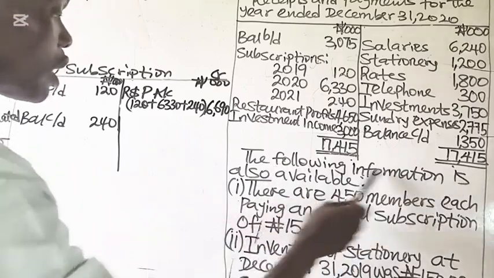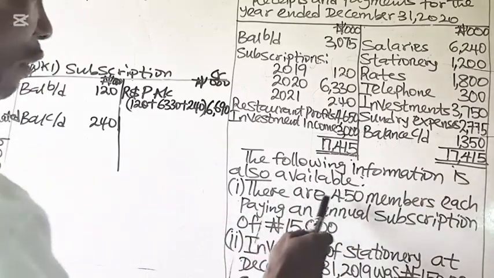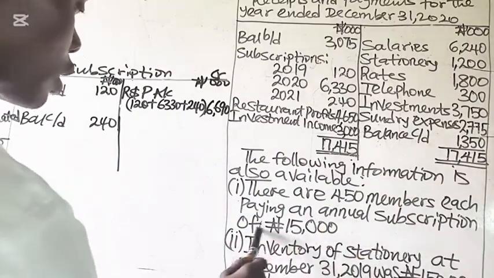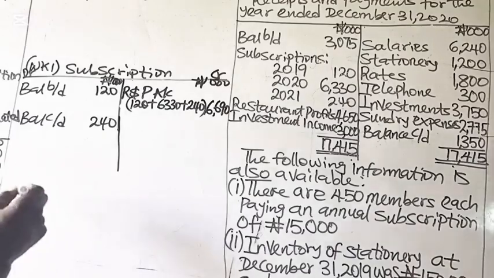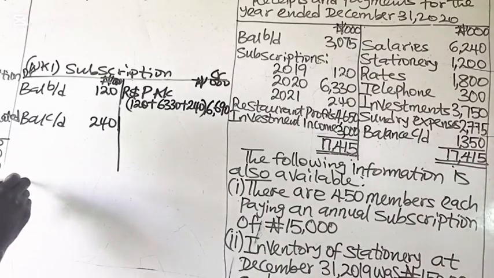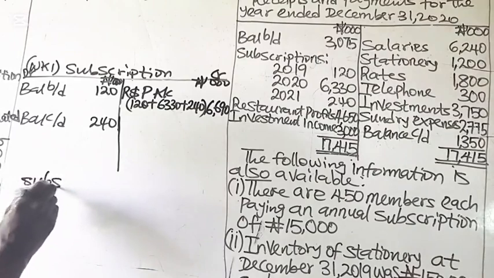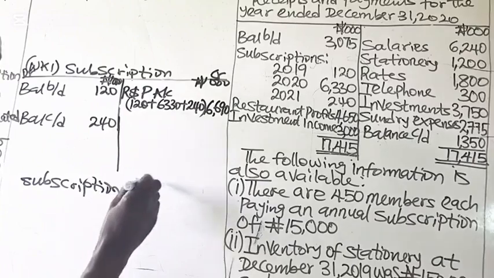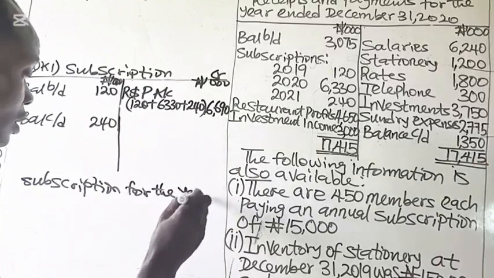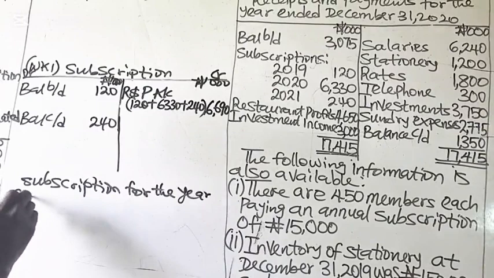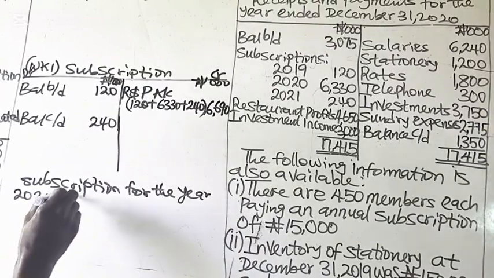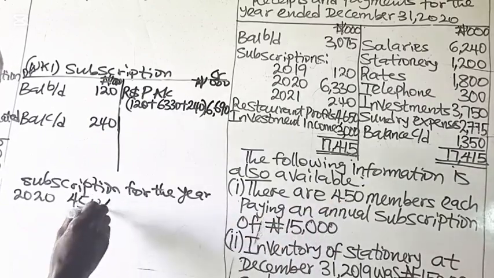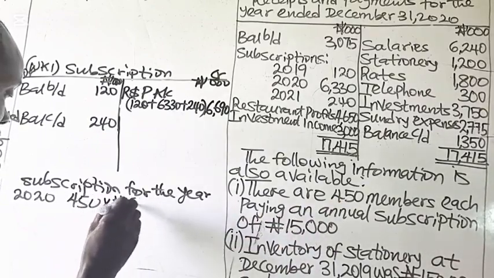The following information is also available. There are 450 members, each paying an annual subscription of 15,000. So subscription due for the year 2020 is supposed to be 450 members times 15,000 naira per member.